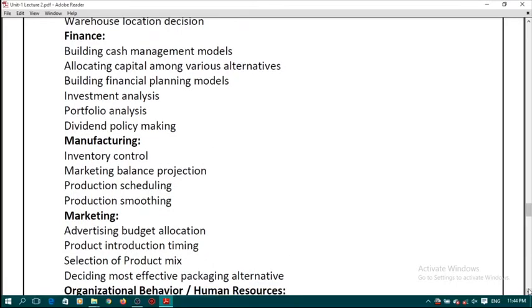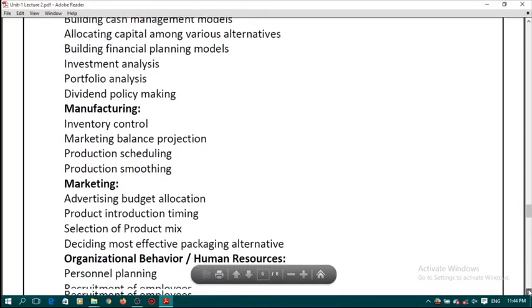In the field of finance: building cash management models, allocating capital among various alternatives, building financial planning models, investment analysis, portfolio analysis, dividend policy making, we use OR. In manufacturing: inventory control, marketing balance, projection, production scheduling, production smoothing, OR is mandatory there.